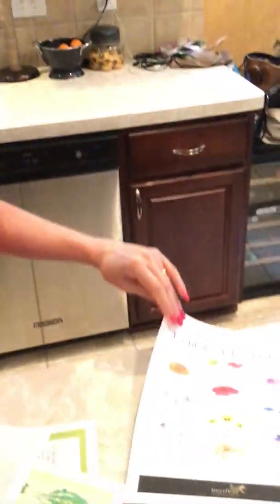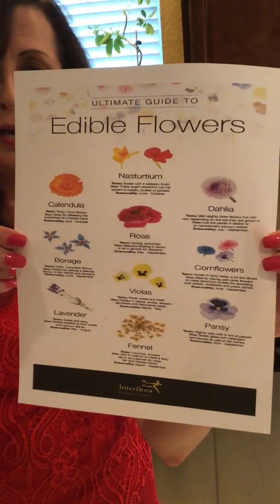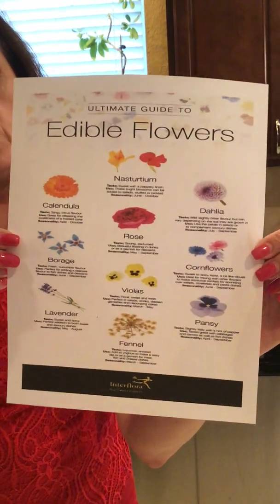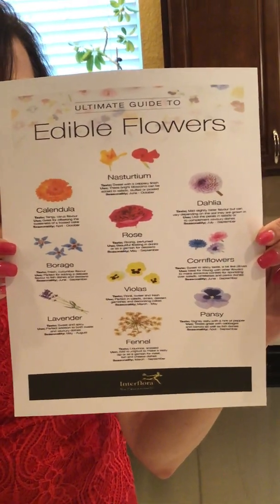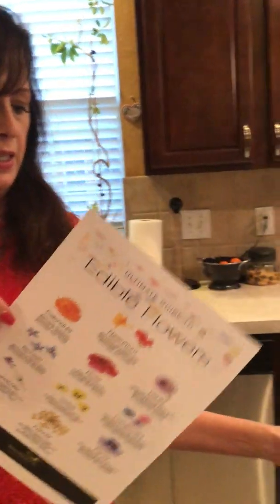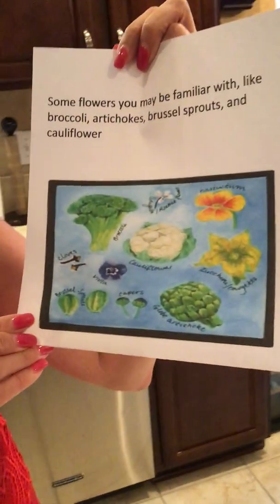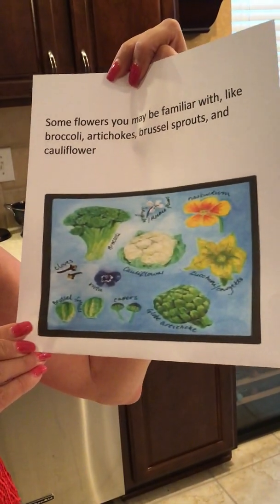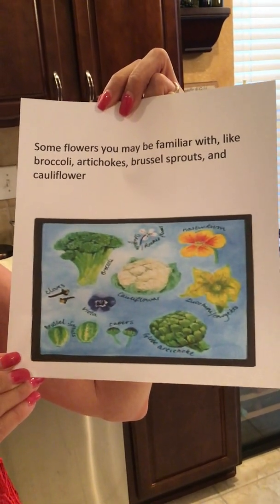We have some flowers that are edible. These are some of the edible flowers. You may not be aware of them because most of them are changed into some form of spice that is used for cooking. These are also considered flowers: broccoli, cauliflower, artichokes. They are flowers that we do eat and we consume, so they are edible.